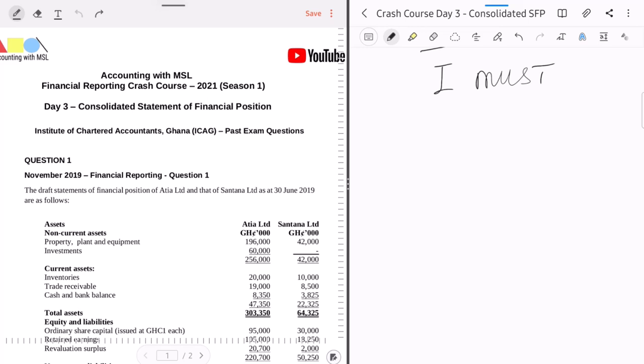What most students don't know is that there are no marks awarded for balancing the question. Let me repeat that. You don't get any marks for balancing the exam question. I have seen marking schemes from different exam bodies, ACCA, ICAG, CIMA, F2 paper and F1 papers, on advanced financial reporting and financial reporting. None of those marking schemes say to give the student 2 marks or 1 mark for balancing the consolidated statement of financial position. You don't get marks for balancing.